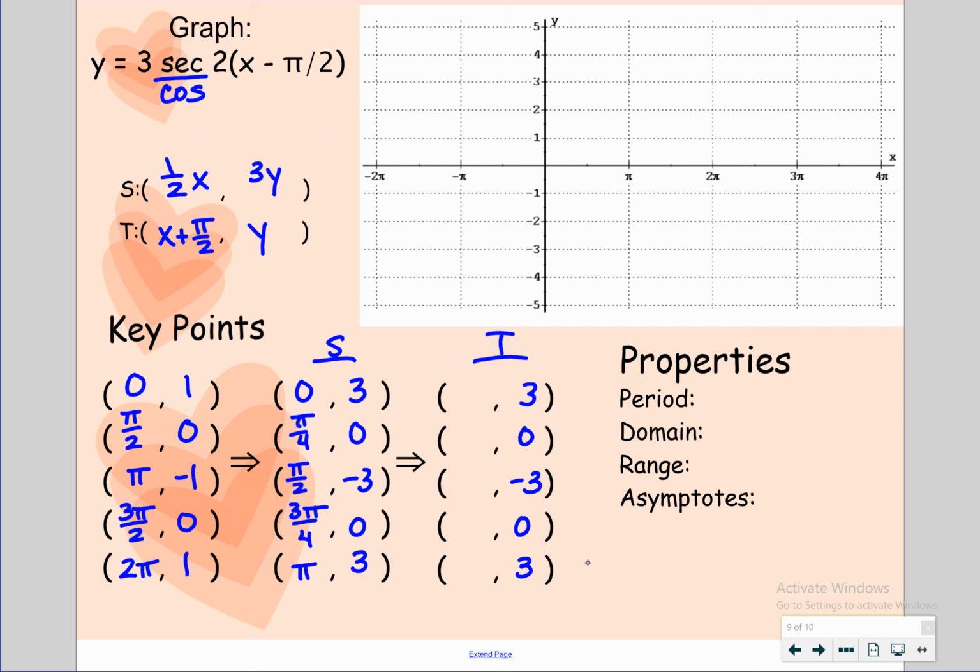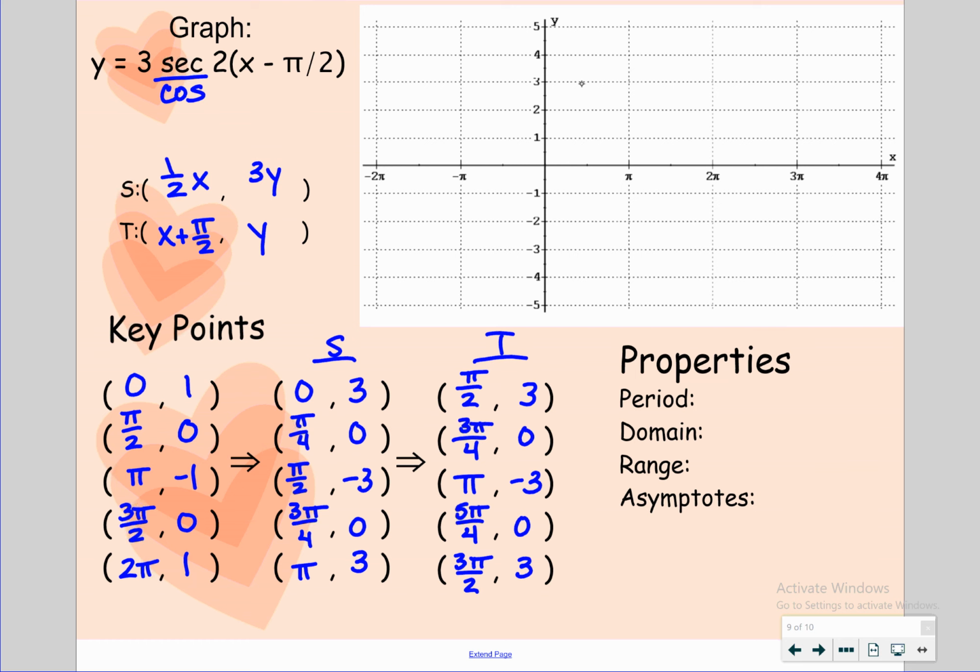And then I need to take each of my x's and add pi over 2. Remember, you can do this in the margin with the common denominator if you need to. 0 plus pi over 2 gives me pi over 2. Pi over 4 plus pi over 2, 3 pi over 4. Pi over 2 plus pi over 2, pi. 3 pi over 4 plus pi over 2, 5 pi over 4. And pi plus pi over 2, 3 pi over 2.